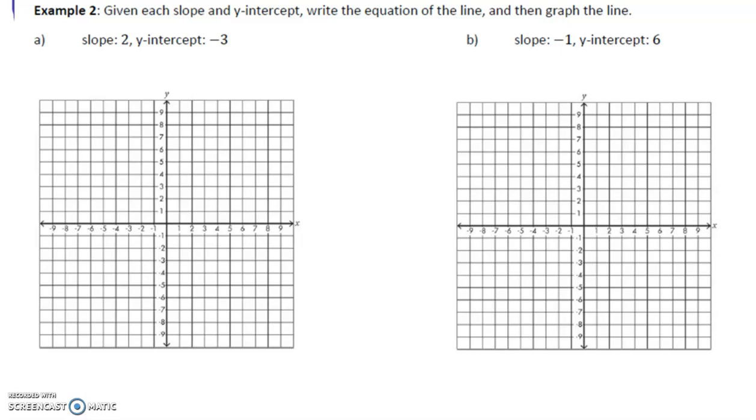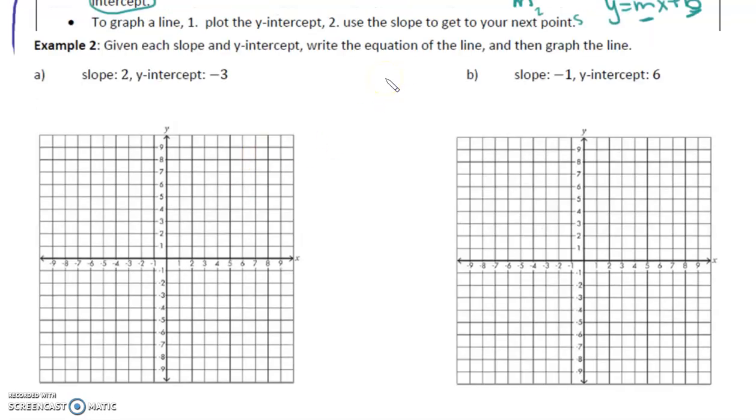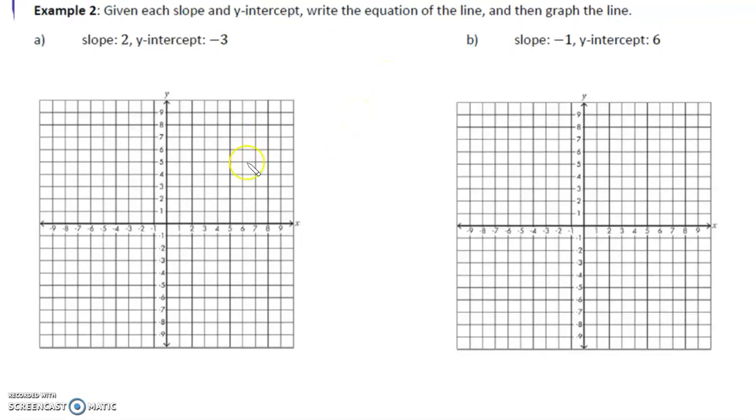Example 2, given each slope and y-intercept, write the equation of the line and then graph the line. So A, the slope is 2, the y-intercept is -3, so our equation is y equals 2, I should put b there instead of y. y equals 2x minus 3. So let's first plot the y-intercept. We need that reference point. Where do we start? This is step 1.